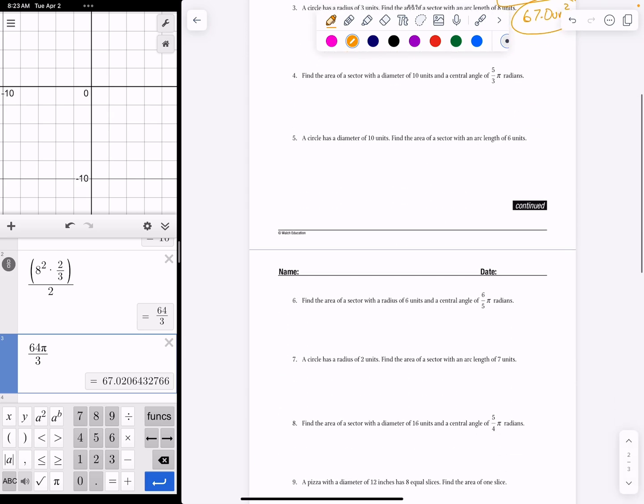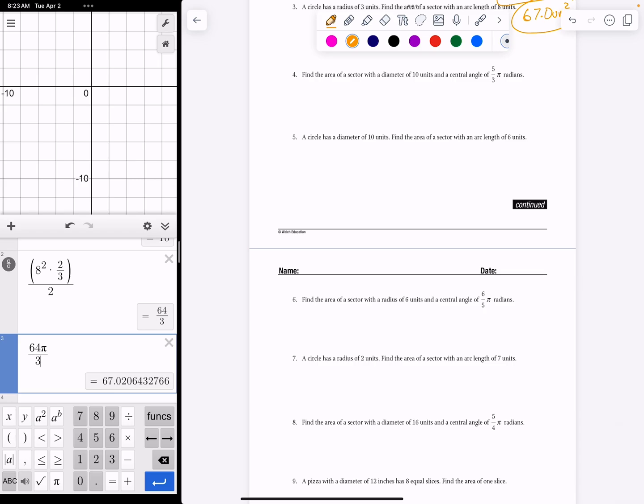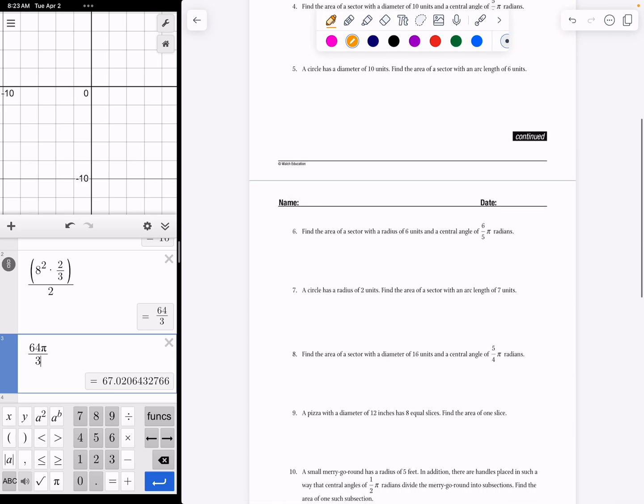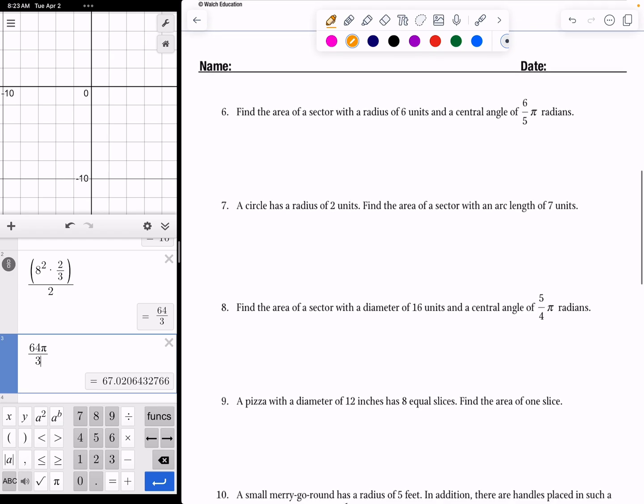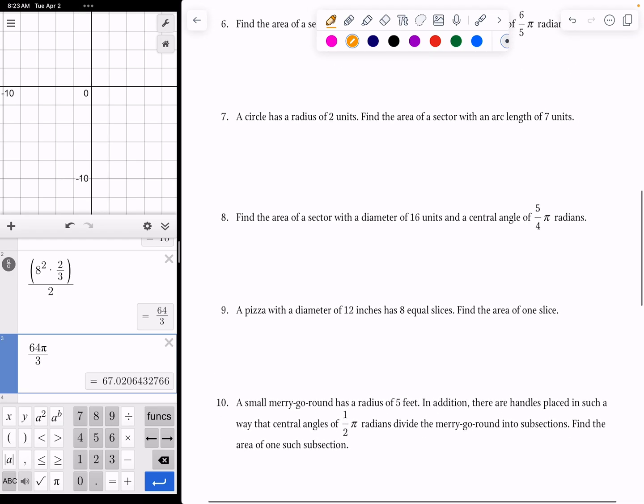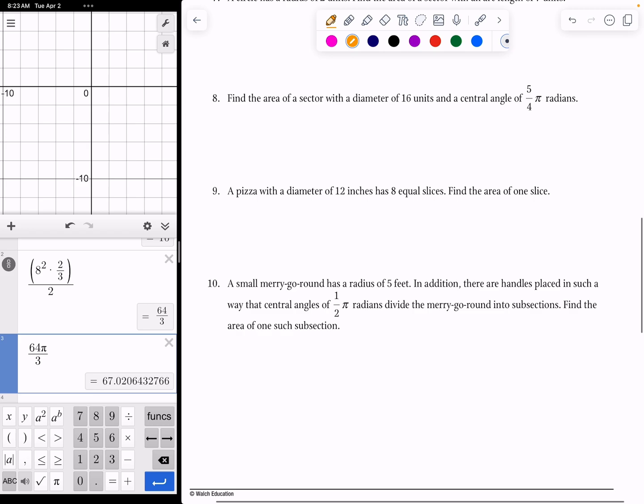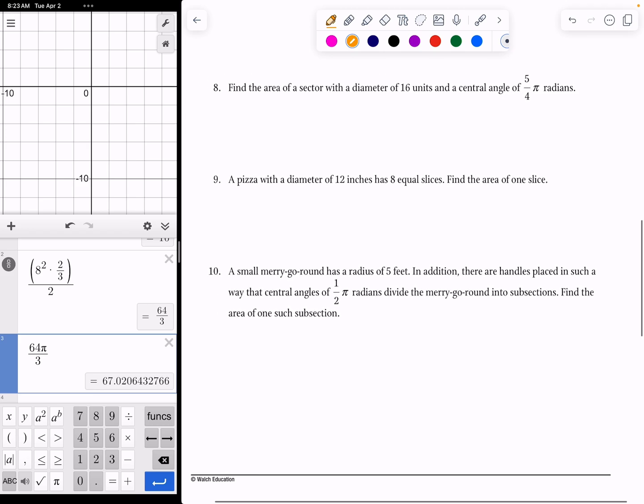Okay, let's skip around. Let's do 9 and 10 here. A pizza with a diameter of 12 has 8 equal slices. Find the area of one slice. This is actually not hard. We don't even have to figure out an angle. 8 equal slices, just divide by 8.